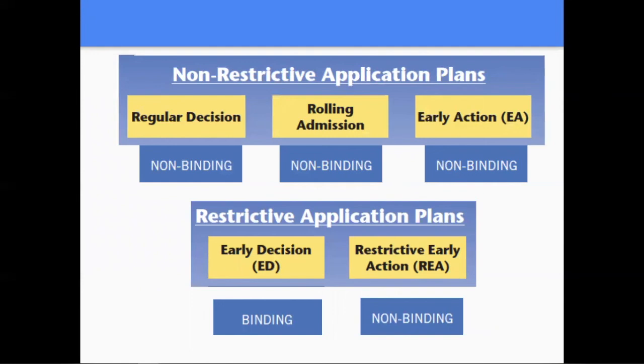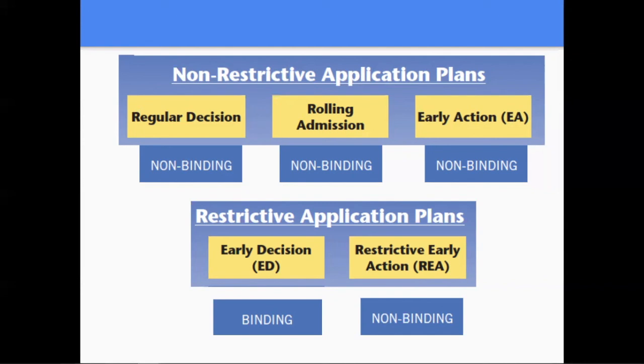All right, so that was a lot of application plans. So just to summarize, we talked today about non-restrictive application plans. So these are all non-binding, and under those, we talked about regular decision, rolling admissions, and early action. And then under the restrictive application plans, early decision is binding, which means if you get in, that's where you're going. And then restrictive early action is non-binding. However, there might be additional requirements about where you can or cannot apply if you are applying REA.